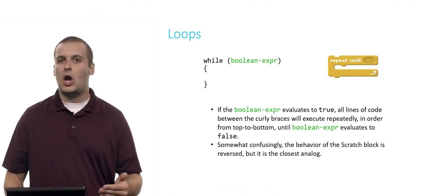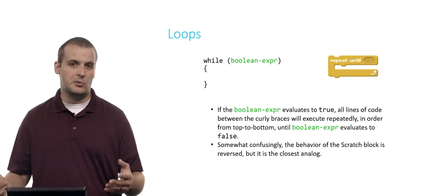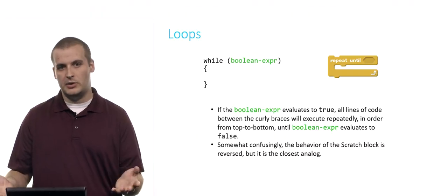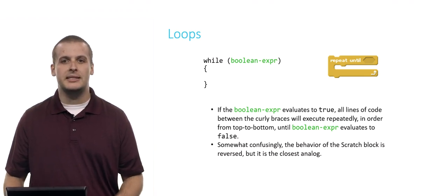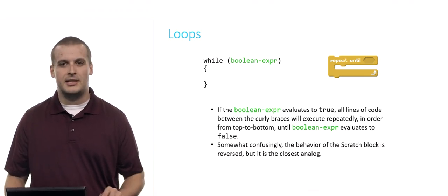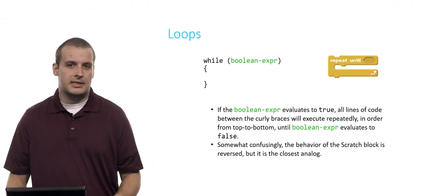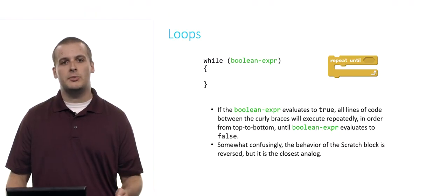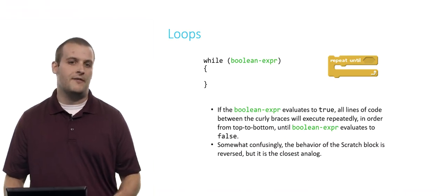Now, while loops are not always infinite. We can also replace the Boolean expression with something a little more useful than just true. So here's another example. While, and then some Boolean expression, and then curly braces. That's pretty much analogous to repeat until from Scratch, although in a second I'll explain the difference. So in C, if the Boolean expression inside of the while loop evaluates to true, the lines of code between the curly braces will execute repeatedly over and over until the Boolean expression evaluates to false.